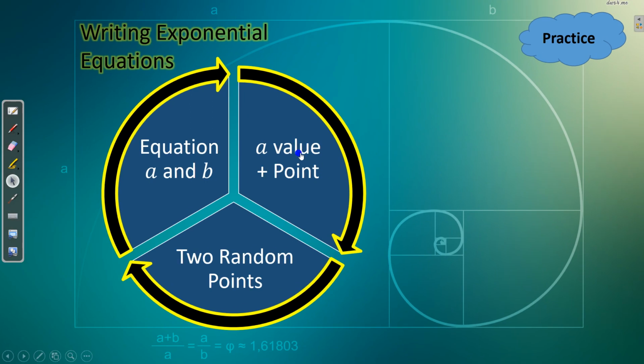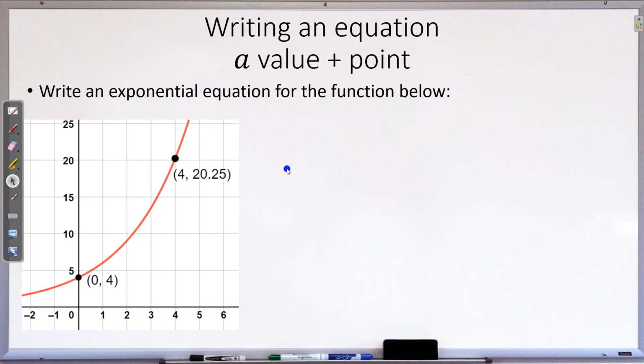The easiest type is if you're given the a value and another random point. So you don't get the b, but you do get the a. If I think of this as a table, we've got an exponential function right here. We got a graph of it, and we are given 2 points. The first one is very useful, (0, 4). We think of that as our starting point. And the second point is (4, 20.25). And because we're given this point, that is our a value.